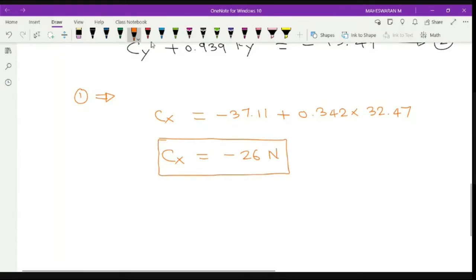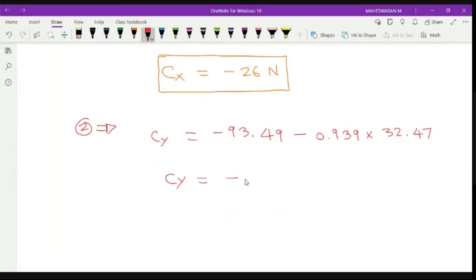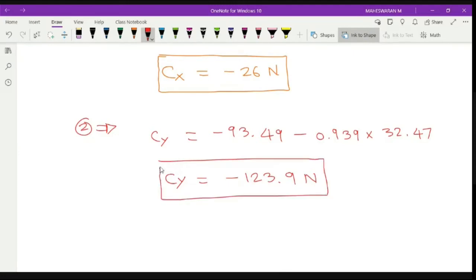Now we'll proceed with the next one, equation number 2. So Cy is equal to minus 93.49 minus 0.939 into 32.47. So what is the value of Cy? So minus 123.9 Newton. Any doubt? Any doubt in this particular problem?